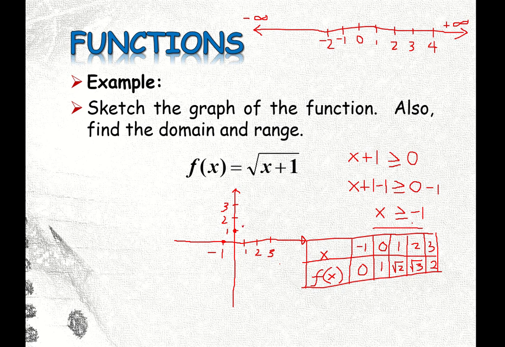Okay, so approximately, when x equal to 2, square root of 3, that is 1 point something also. So I think it's somewhere here. And when x equal to 3, we have f of x equal to 2, so it's somewhere here. Okay, so when you connect these points, you'll have this semi-parabola. So you continue that one. So that's our graph.